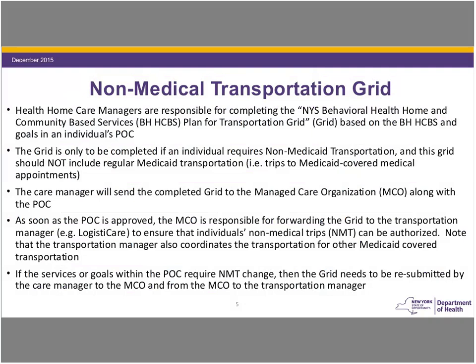When we start to talk about the roles, this is where the non-medical transportation grid comes into play. There is a grid that needs to be provided to Logisticare because they're going to be the ones authorizing these trips. They need to be aware of the type of trips people are going to be requesting, and they need to be assured that these trips are, in fact, tied to the plan of care. The health home care managers are responsible for completing the grid, which we'll show you in just a second, and that's based on both the home and community-based services and the non-HCBS trips.